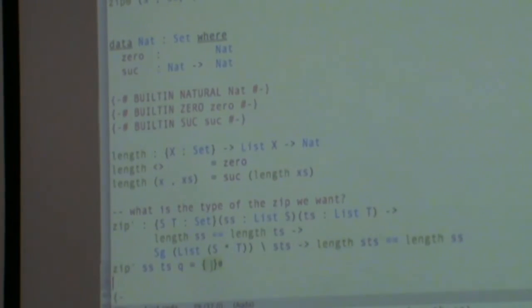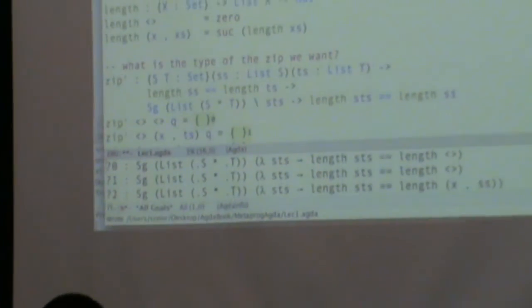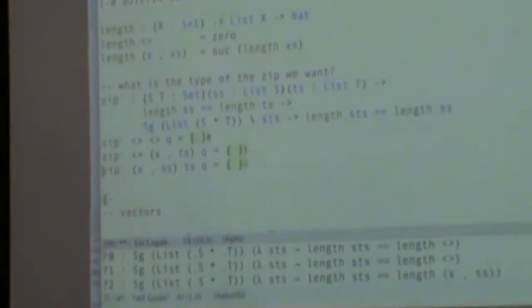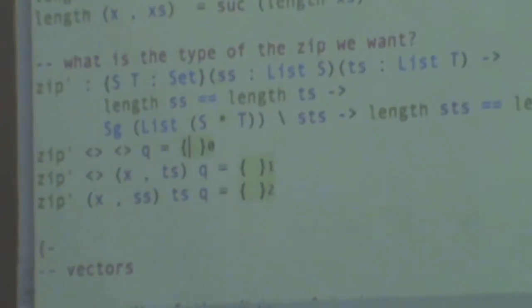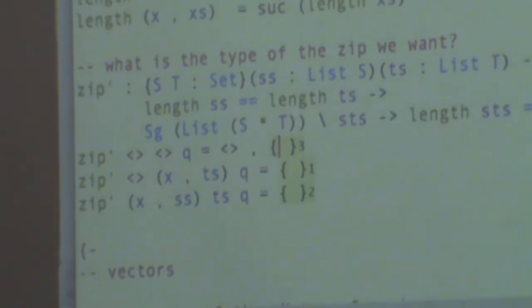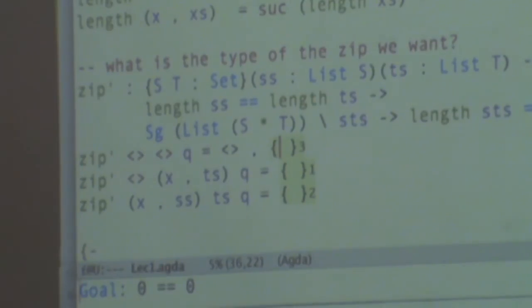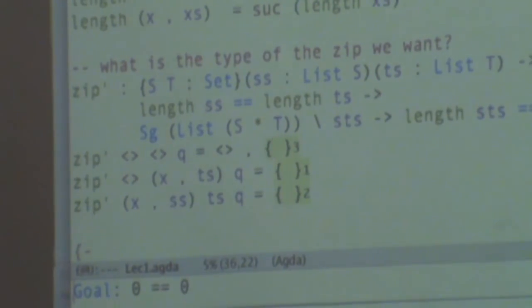Okay, so now if we try writing this program interactively, we get a little bit further. Let's get cracking. Control C, Control C, and now when I do T's, Control C, Control C, I still get the same cases. But here, okay, here we win. And if I do Control C, Control comma, I get to look at the status of a goal.